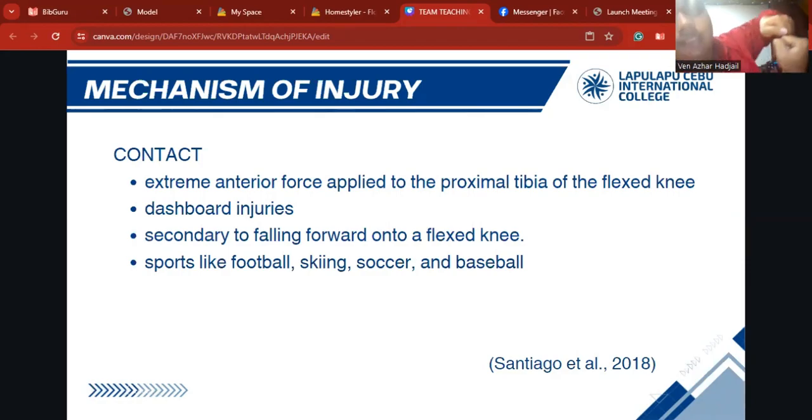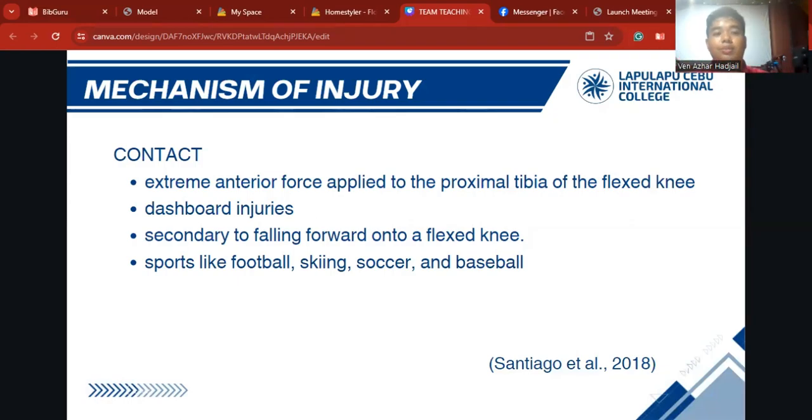And this way, as you can see, and then your tibia here, and there is an anterior force applied, extreme anterior force. So if an anterior force hits the tibia, it will be moved posteriorly, like that. So that is one of the mechanisms of injury.